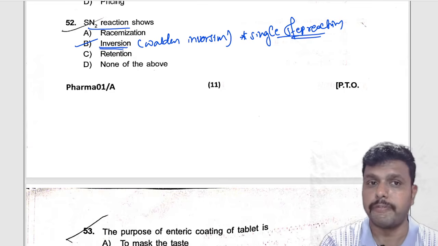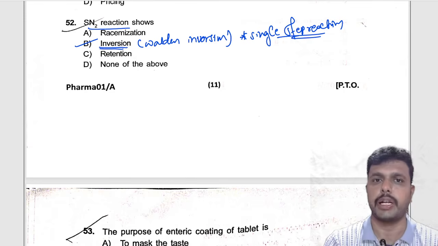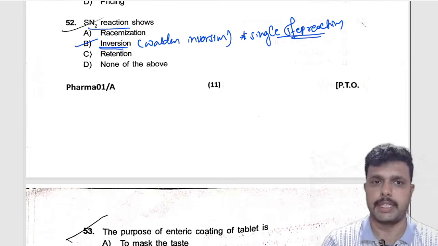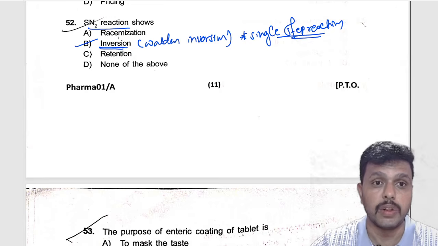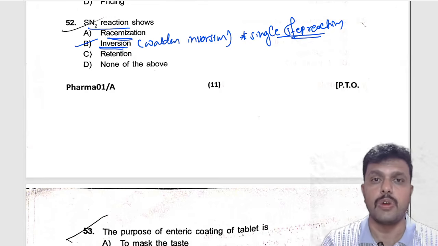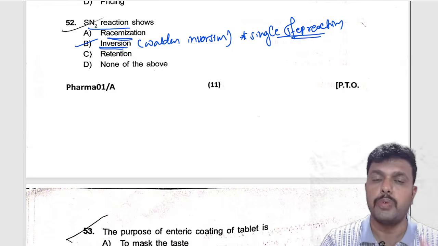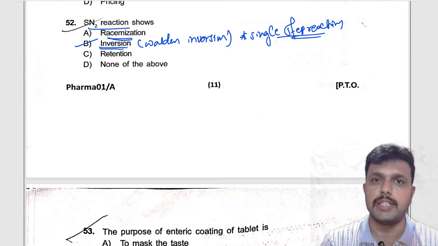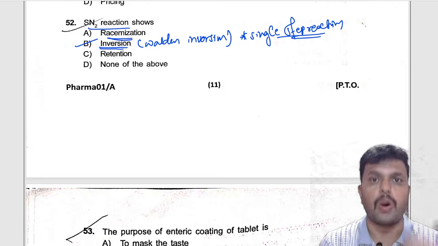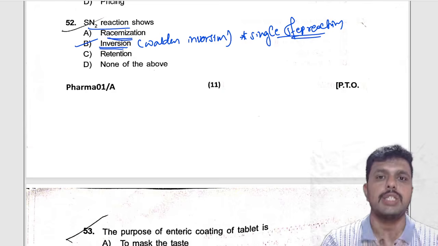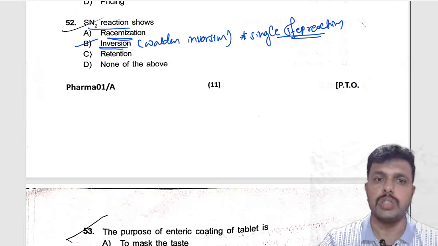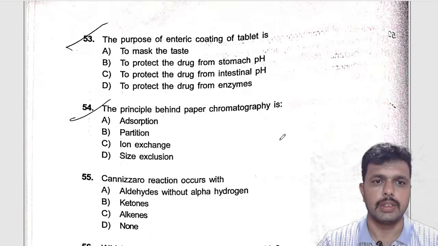But in the case of the SN1 reaction, there is a formation of carbocation. That's why SN1 is a two-step reaction, and it mainly involves racemization, meaning there is nucleophilic attack on both sides. But in SN2, nucleophilic attack is only on one side, and it shows Walden inversion. It is a single step reaction. SN2 shows inversion.